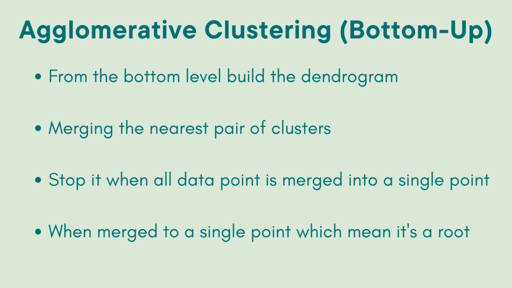As for the agglomerative clustering, this is a graph that from the bottom level builds the dendrogram and merges the nearest pair of clusters. It will stop when all the data is merged into a single point, and when they merge to a single point, which means it is the root at the top.